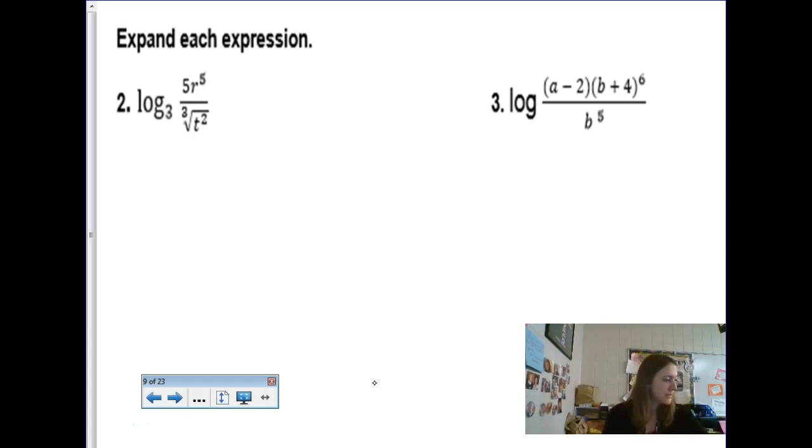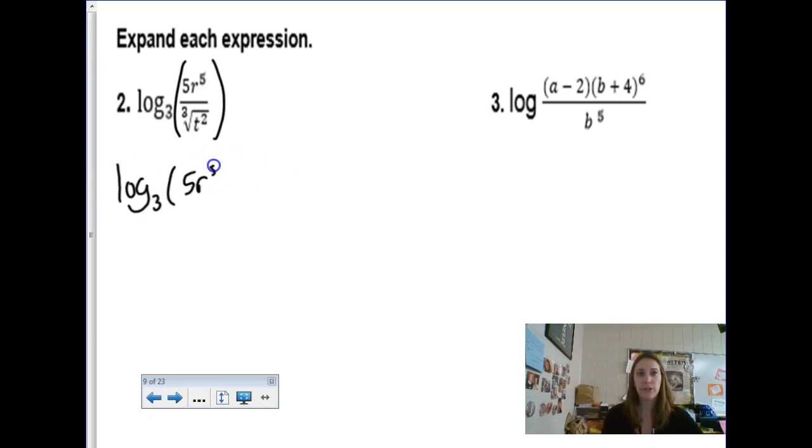All right, so we are just expanding. And if I look inside this logarithm, which is base 3, I have 5, r, and then t. So I have 3 bases, meaning I'm going to end up with 3 logarithms when I'm all done. So I'm going to start by splitting up the division into log of the numerator minus log of the denominator.